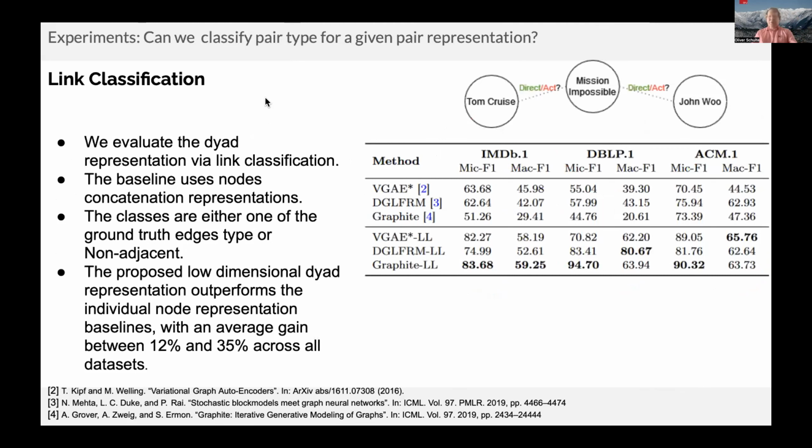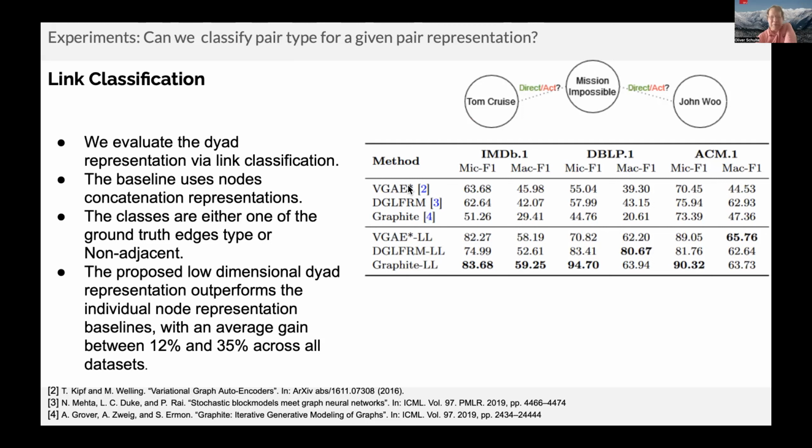Now we're going to talk about 2 downstream tasks. One is link classification. In this task, you're told, okay, Tom Cruise is related to Mission Impossible, John Woo is related to Mission Impossible, but the question is, how are they related? So is Tom Cruise an actor or a director? And that's really a key evaluation for us, because the goal of our system is to reconstruct the edge types. So we want to do well on this task, and I wouldn't be here if we didn't.